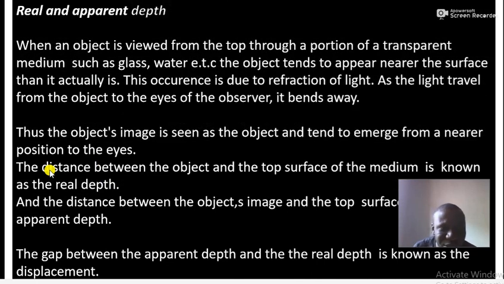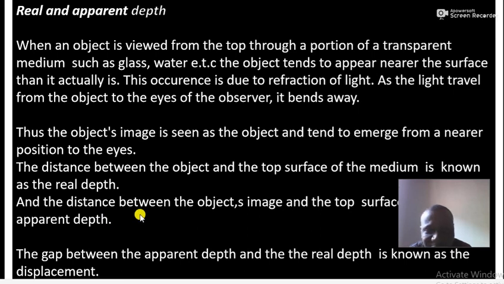So back now we see that also there's a distance between the object image and the top surface. That distance is known as the apparent depth. Now, the gap between the apparent depth and the real depth is known as the apparent displacement.